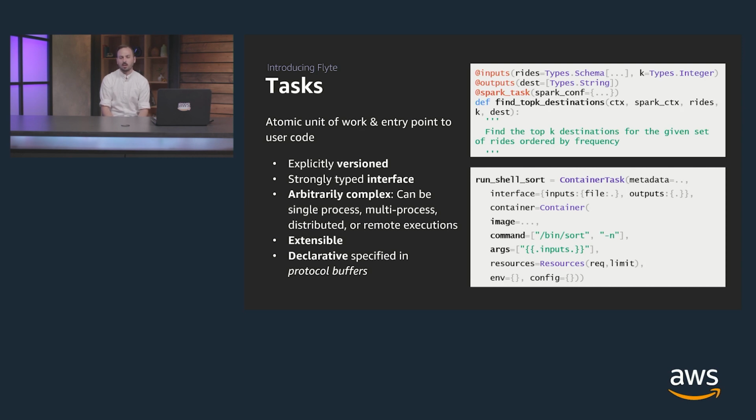In this case, in the upper right-hand corner, we're showing a Python function which is configured as a Spark task with some Spark configuration. This might specify the number of executors, the amount of memory, the amount of CPUs that are necessary to complete the job. It also specifies the inputs that need to be provided to that task, and it specifies the types of outputs that will be produced.